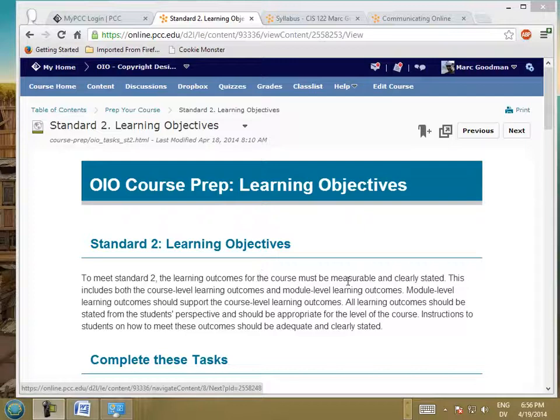So learning outcomes for the course must be measurable and clearly stated. Measurable has to do with, can you actually see somebody do something? Can I have the student demonstrate some behavior that I can observe in order to assess that the student has mastered the outcome? So this works well for outcomes like: on completion of the course, the student will be able to overhaul a transmission.